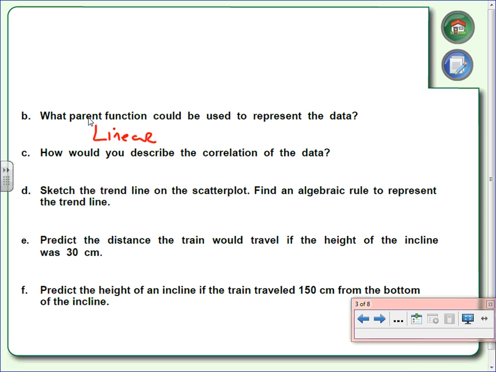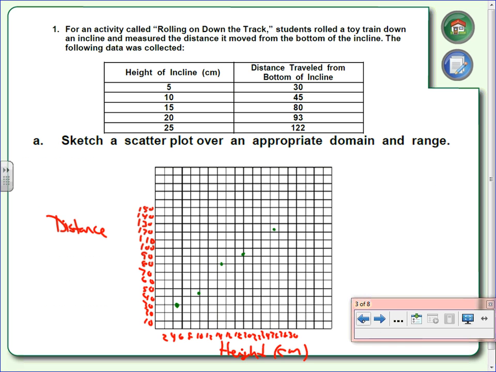All right, so for part C there, how would you describe the correlation? Underline that word for me right there. Correlation. All right, so when we talk correlation, there were three types of correlations that we talked about. We had a positive, we had a negative, and we had a no correlation. So the question is, which of those three choices am I looking at in this graph that I have here? Positive, negative, or no correlation?